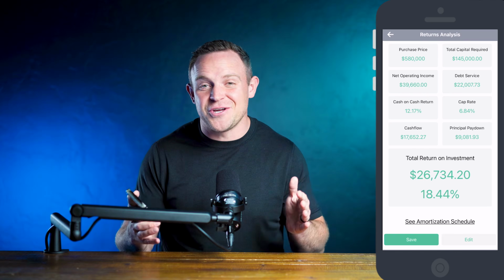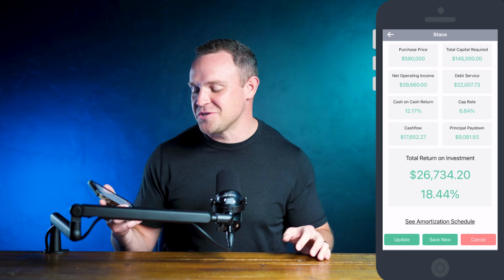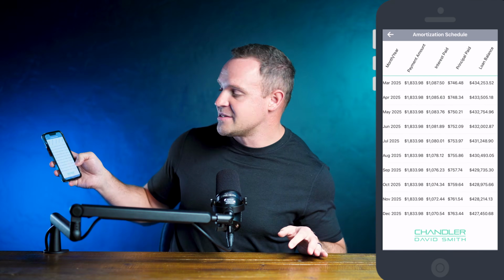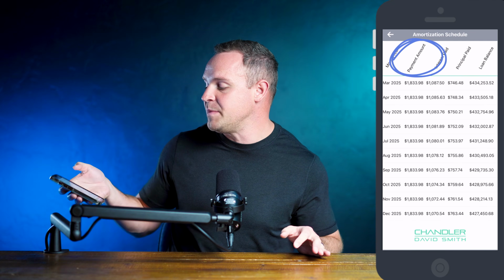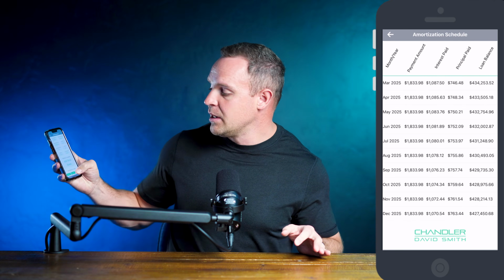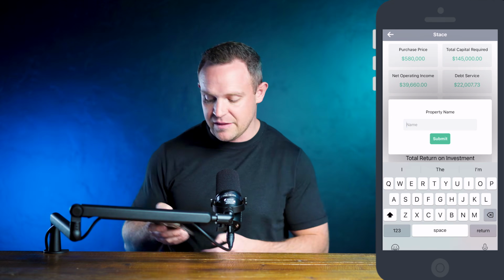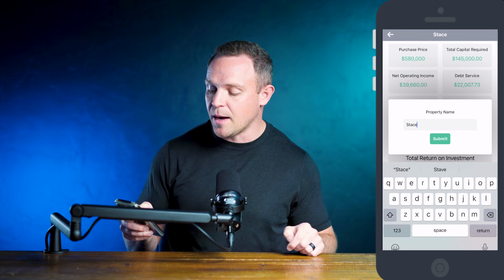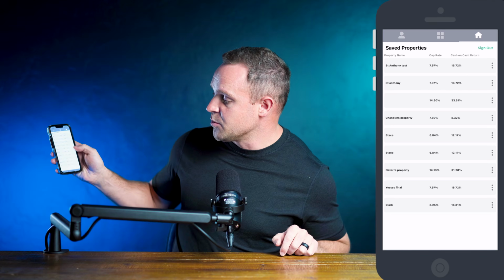Last thing I wanted to show you, first of all, we have updated the app so it looks super clean. It's very user-friendly, but you also have an amortization schedule here where you can see what's going towards principal, what's going towards interest, what your payment would be. You can also click Save New. Now what this does is you get to plug in the property name. So we're just gonna say Stace as the property name. And if you submit that, now it's saved your property.